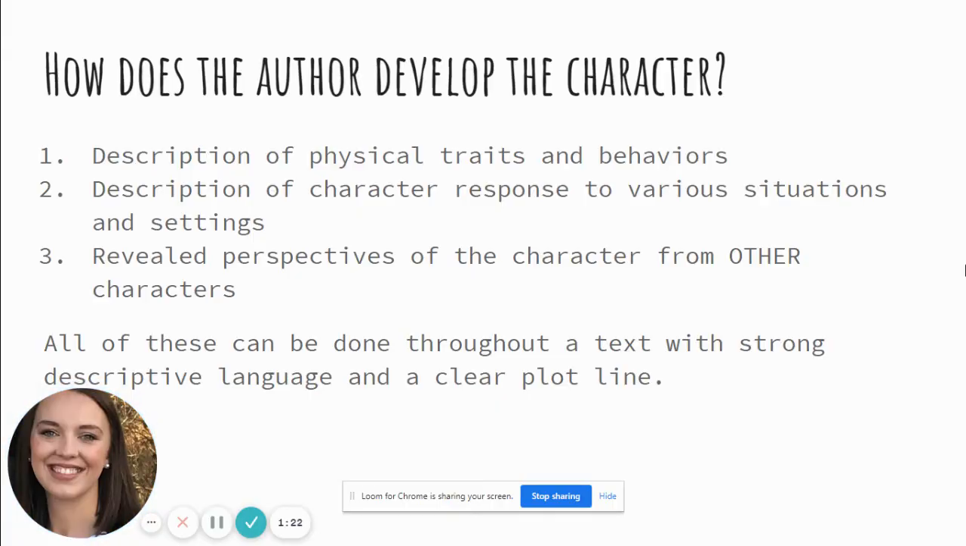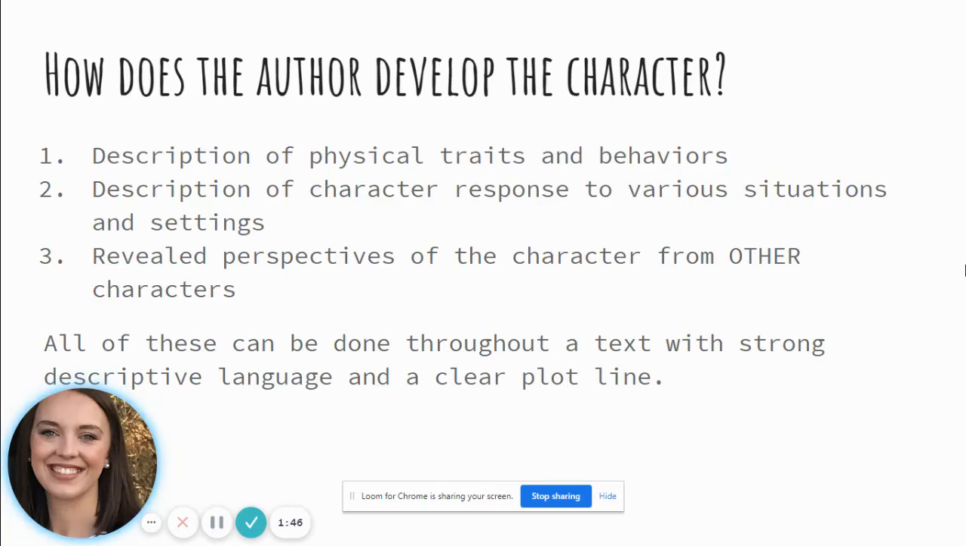Next is a description of character response to various situations and settings. This is when it gets a little more complex. The author will put the character into different situations and allow us as the reader to observe how they behave in response to those situations. And that allows us to judge for ourselves a little bit more about the internal values of the character.